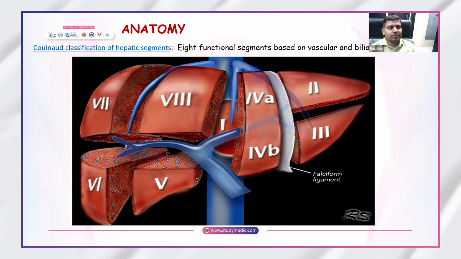From a surgical point of view, the liver anatomy is divided into 8 segments, what is known as Couinaud's classification of the hepatic segments. This is basically based on the vascular and biliary anatomy of the liver. There are 8 segments. Segment 1 is located anterior to the IVC. Segments 2, 3, 4 are located within the left lobe of the liver, while segments 5, 6, 7, 8 are located within the right lobe of the liver.